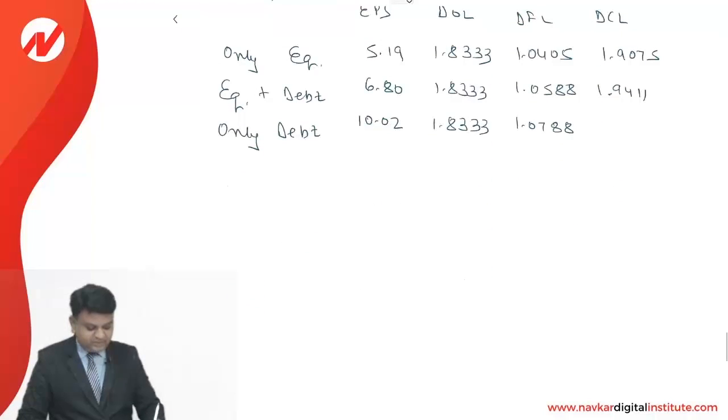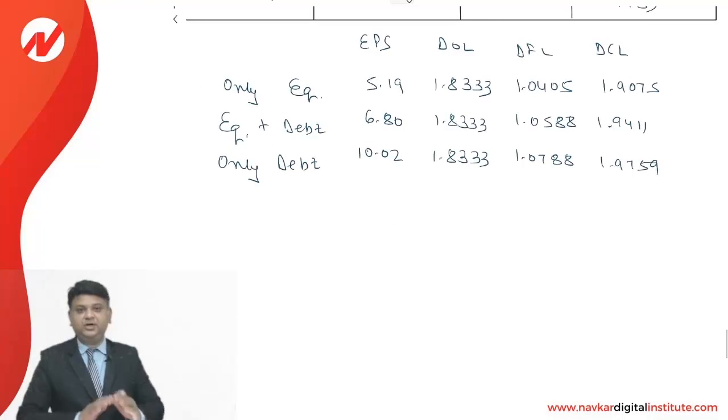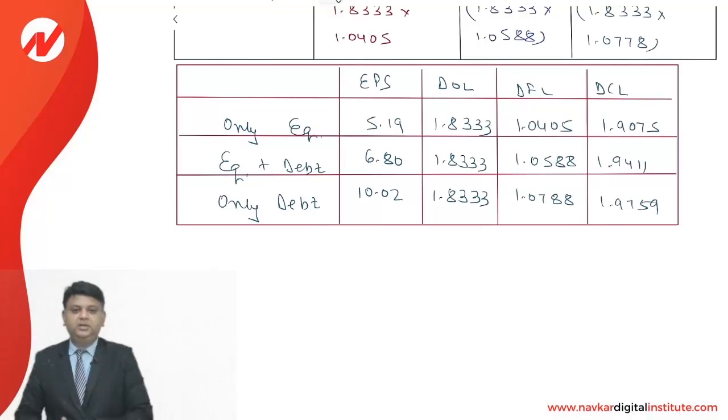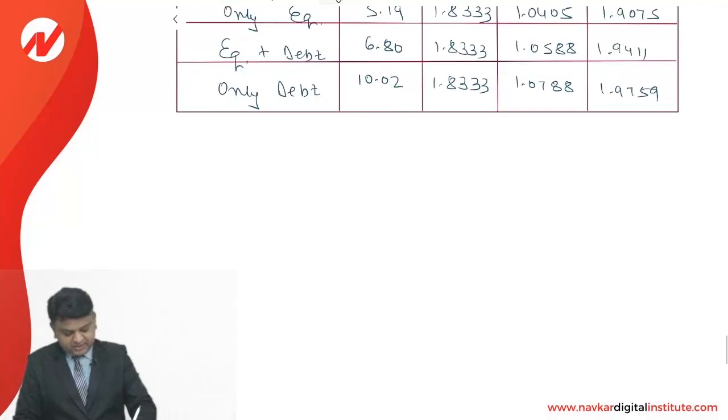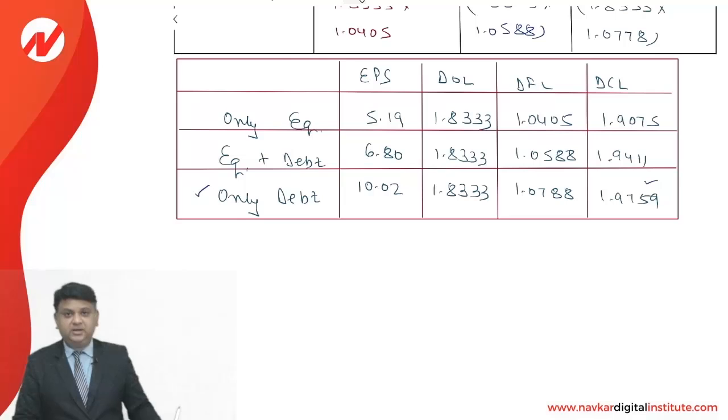And lastly, it is 1.9759. This is the way we can make the computation of the all working. So now based on this working, we can say that there is the highest earning per share in case of the plan 3, but it has the highest risk also. And as far as the equity is concerned, it has the lowest earning per share and it has the lowest leverage also.